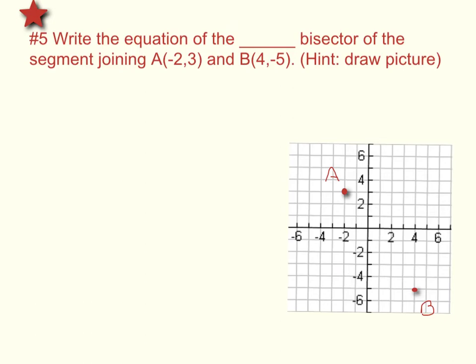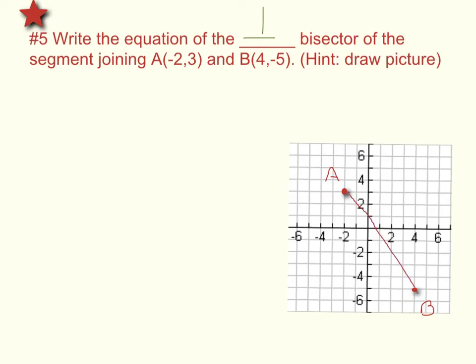Write the equation of the perpendicular bisector of the segment joining the point A, which is negative 2, positive 3, and B, which is 4, negative 5. Now, I've given you a hint, and that's to draw a picture here. So go ahead and make a little grid on your notes, just like I've done here in the lower right-hand corner. And I want you to plot point A, which I've done right there, at negative 2, 3, and point B at 4, negative 5. Okay? And then connect the dots with that. So let me see how well I can do here.